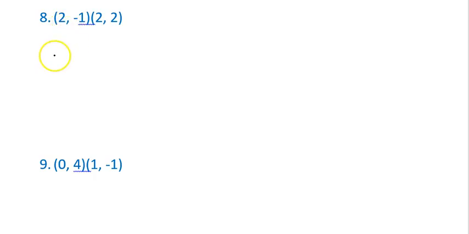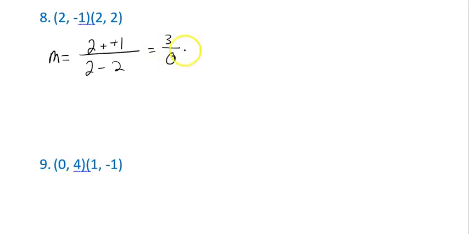Two more. So number 8, again, if I'm going to write the equation, I have to start by finding the slope. So I need to do y minus y over x minus x. And so on top I get plus positive, so that'll make it 3. And then on the bottom, 2 minus 2 is 0. That immediately tells me this is going to be a special case.